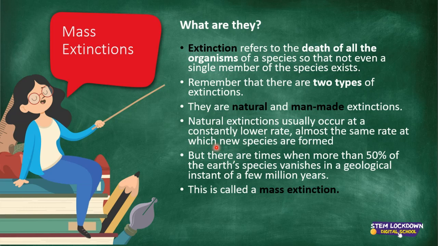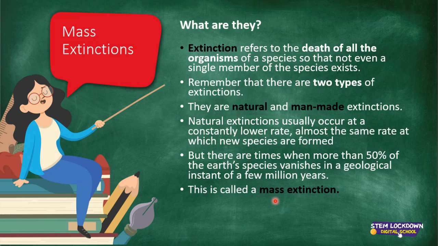Which organisms are currently becoming extinct that you know of? We've been talking about these on the news, they've been complaining in your game lodges and stuff like that. Now moving on. But there are times when more than 50% of the species vanish in a geological instant of a few million years. And this is called a mass extinction.